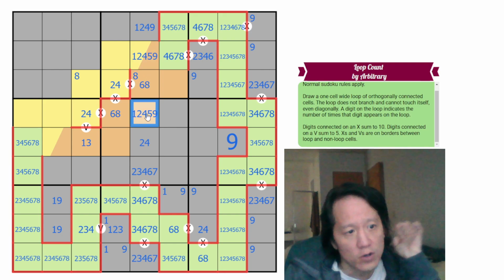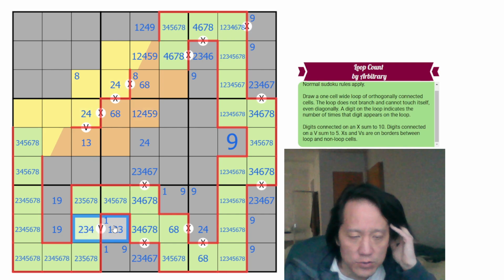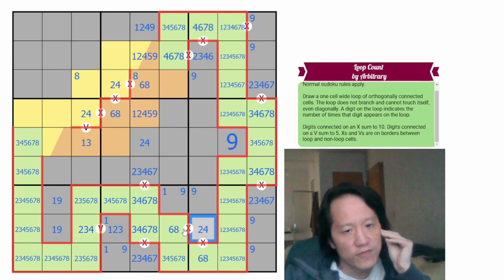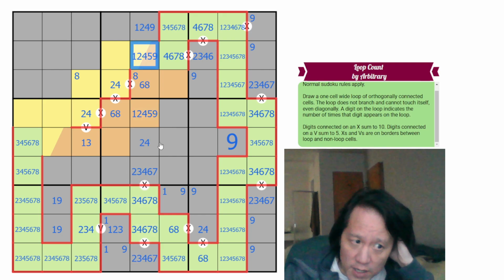So if this is 4, that means 4 can't be on the loop. This is 2, 3, which makes this 4, 6. So this can't be 4 and 6 here. So this becomes 2, 8, 3, 7. Therefore, this cannot be 4 and this cannot be 4. So this one has to be 5, if that's the case.